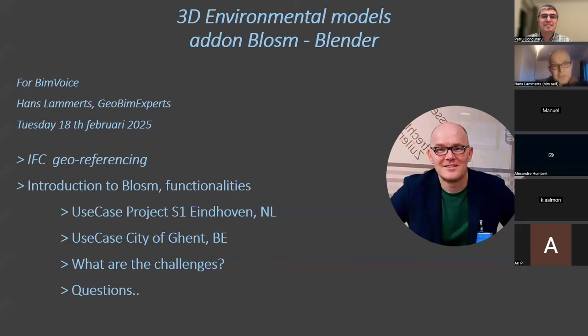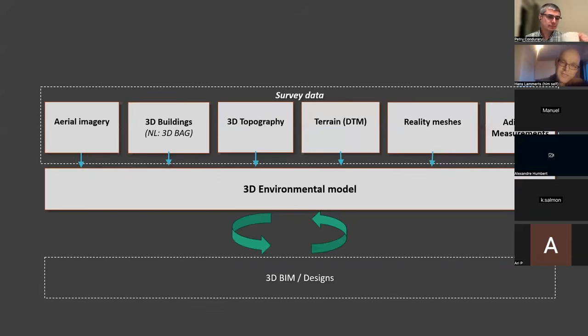I will talk about IFC georeferencing, how it's put into the IFC file, and I will talk about Blosm and its functionalities. I'll show something about the project S1 in Eindhoven that is available in the GitHub from buildingSMART, and something for the Belgium BIM community. And the main thing is, what are the challenges?